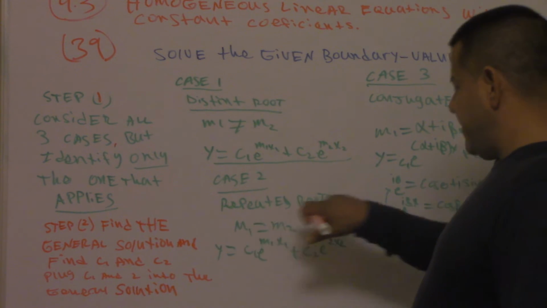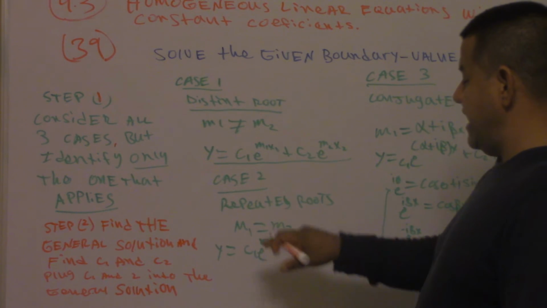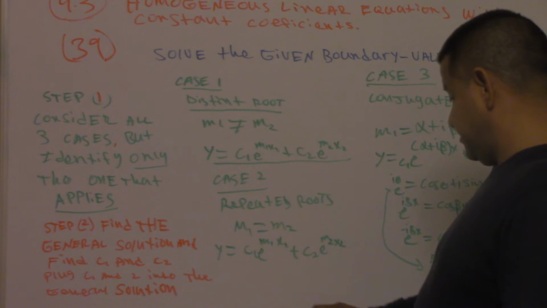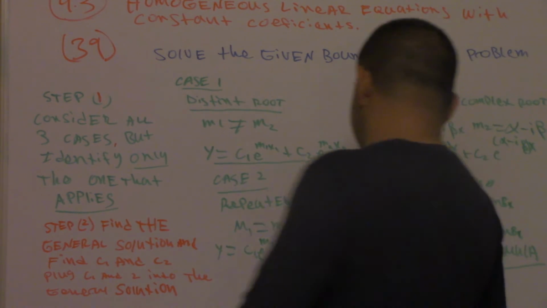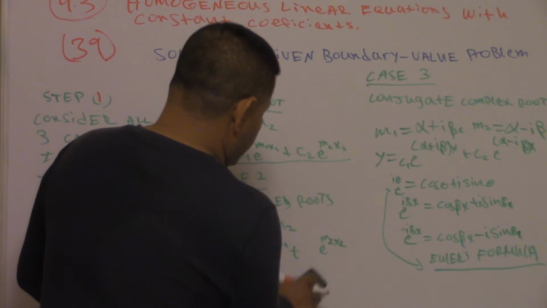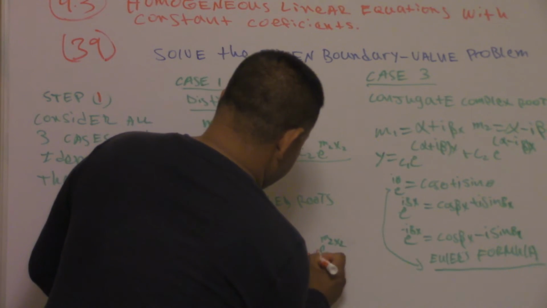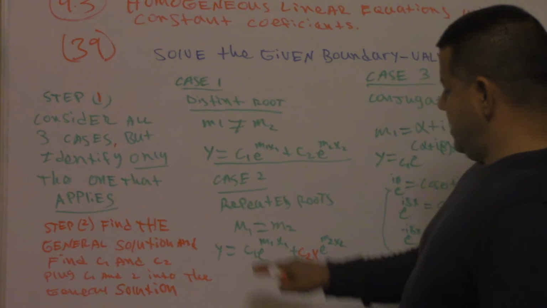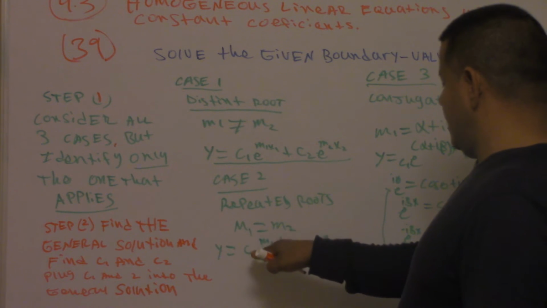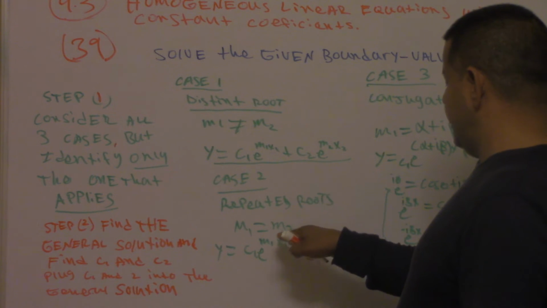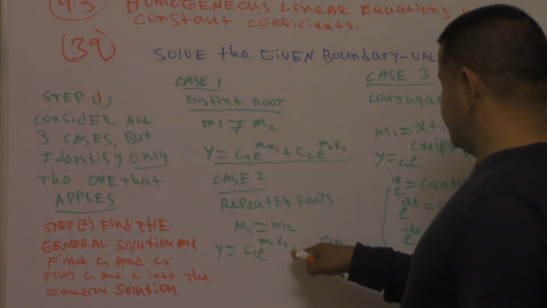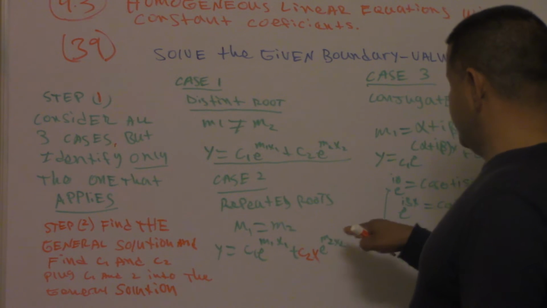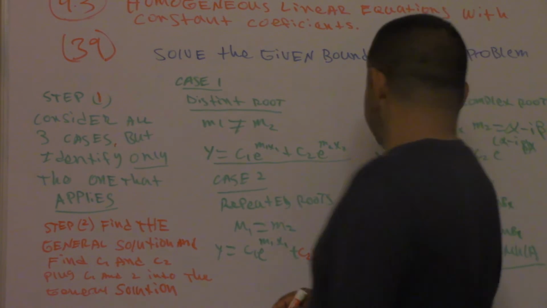Case 2, we have a repeated root. Repeated root means that m1 will equal m2. In this case, I'm sorry, I'm supposed to have an x in there. So in this case, y is equal to c1 e to the m1 x plus c2 times x e to the m2 x.